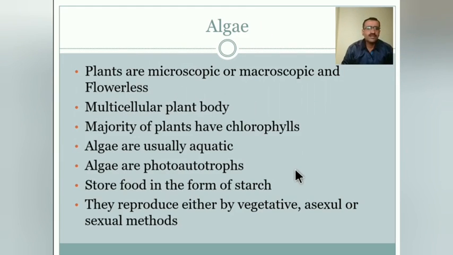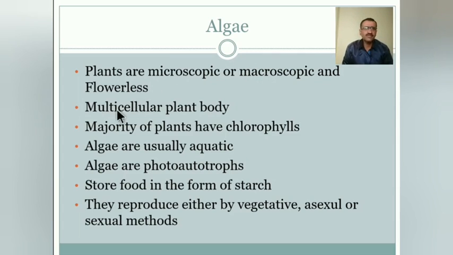Algae. There are different characters of algae. What is algae? Algae is mostly a primitive organism or primitive plant, and these plants are microscopic or macroscopic, and they do not have flowers, because these plants are included in the cryptogamic plants. Cryptogamic means the plants do not have flowers, that means flowerless. The plant body may be microscopic or macroscopic. This is the first character of algae.